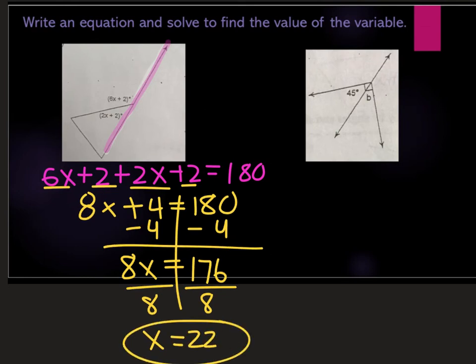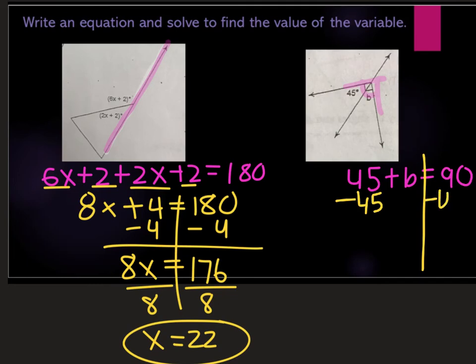For the second one, same idea. Find your relationship. So notice we have our little box right there, so that tells us it's a 90-degree angle. I'm sure you guys can figure this one out, but my equation would be 45 plus b equals 90, so those are complementary angles. And then when I go to solve, subtract 45 from both sides, and we get b equals 45 degrees.